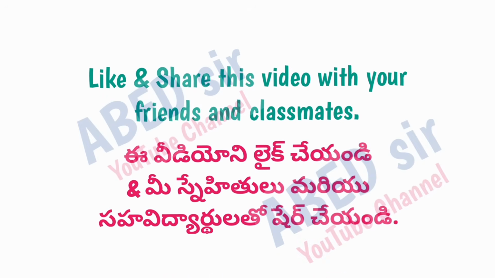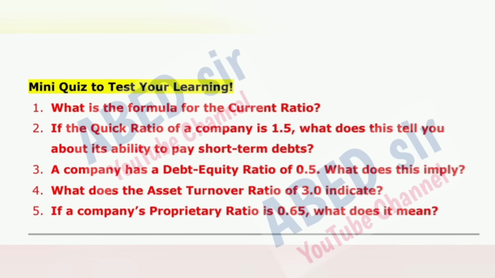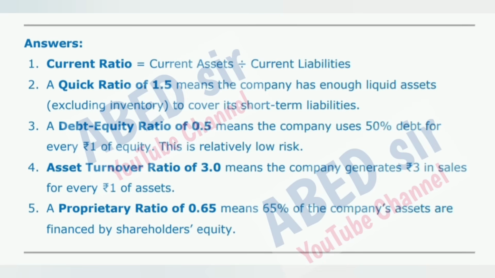Next, mini quiz to test your learning. 1. What is the formula for the current ratio? 2. If the quick ratio of a company is 1.5, what does this tell you about its ability to pay short-term debts? 3. A company has a debt-equity ratio of 0.5. What does this imply? 4. What does the asset turnover ratio of 3.0 indicate?